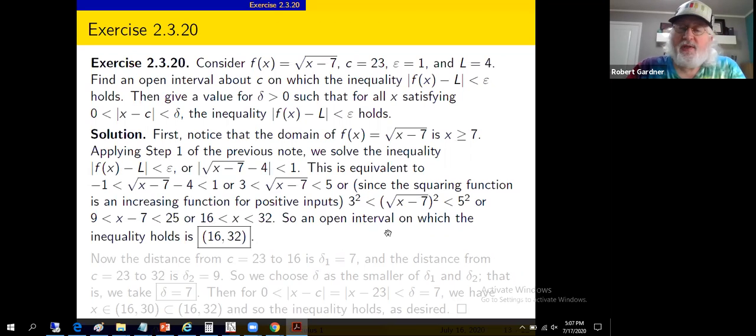So I'll be explicit and put the verbiage in when there's a possibility of misunderstanding. And after all, they told us to find an open interval. So there's the open interval. I'll put my answers in little boxes as always, if that's meaningful.